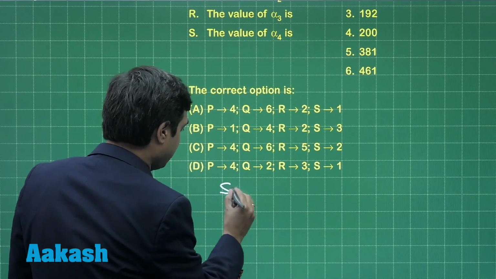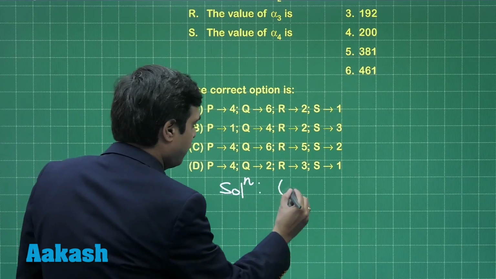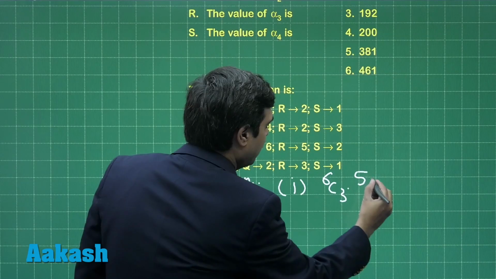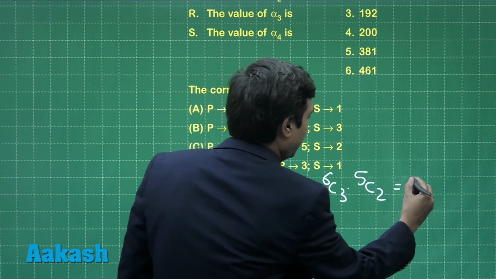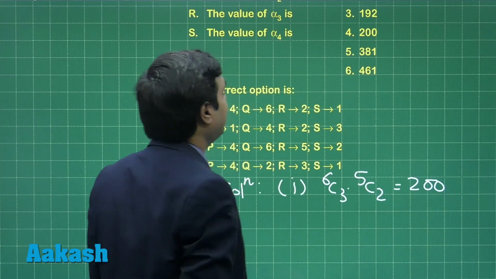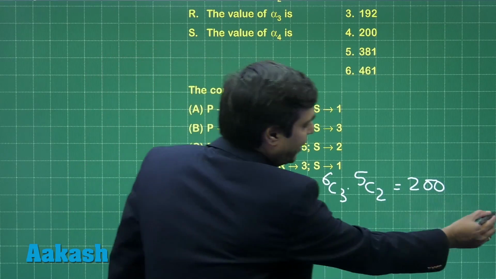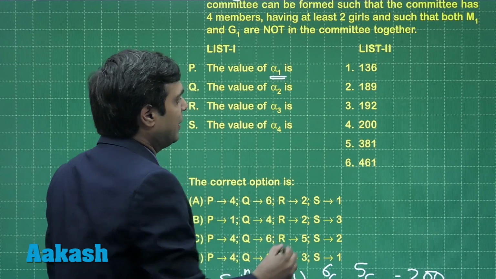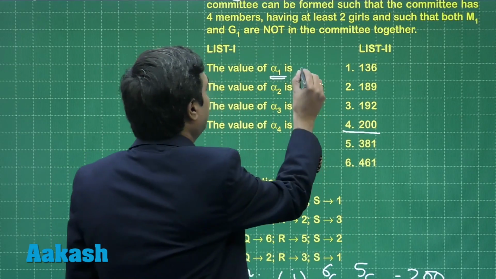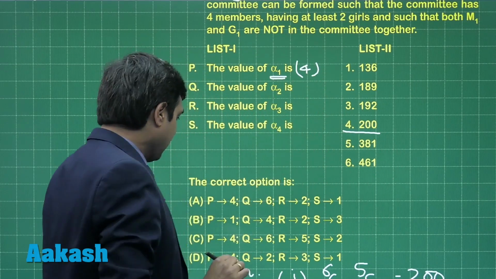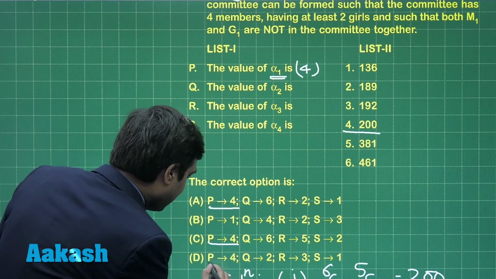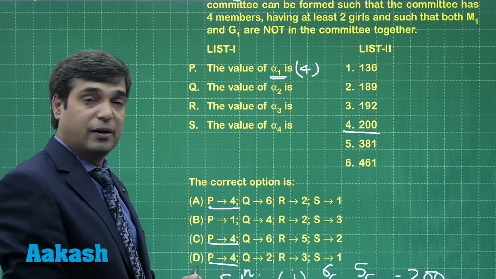So, writing it here, first part, 6C3 into 5C2, that is simply 200. So, we can say the correct answer for this one, that is the value for alpha 1 is 200, meaning option number 4. If we look at the codes, we can say A, C and D are possible, correct.